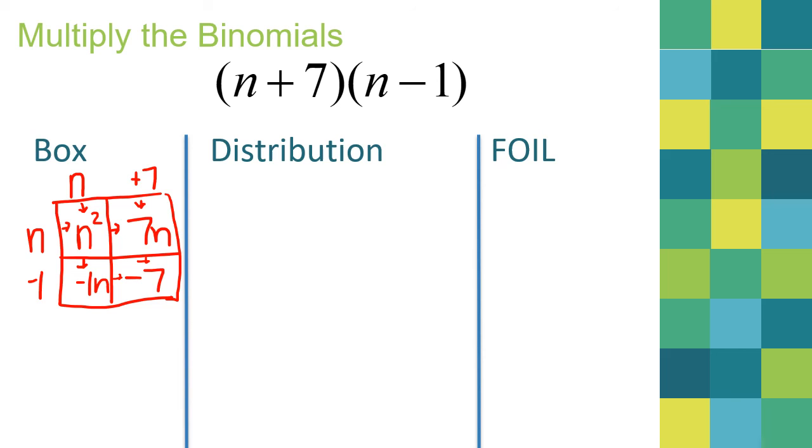And then I need to write my final answer, meaning combine like terms. All right, so if I take a look, there's only one n squared. There's a 7n and a negative 1n. If I combine those, I have a positive 6n. And my constant, there's only one, and it's a negative 7.